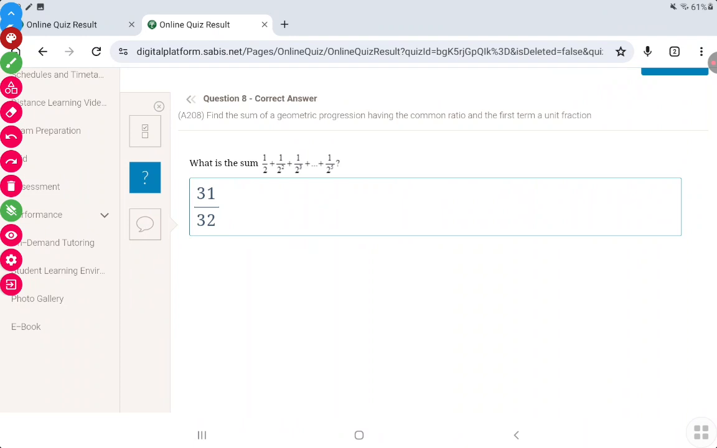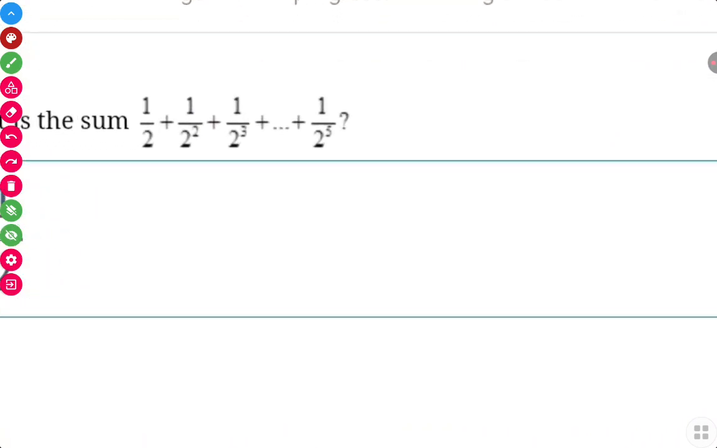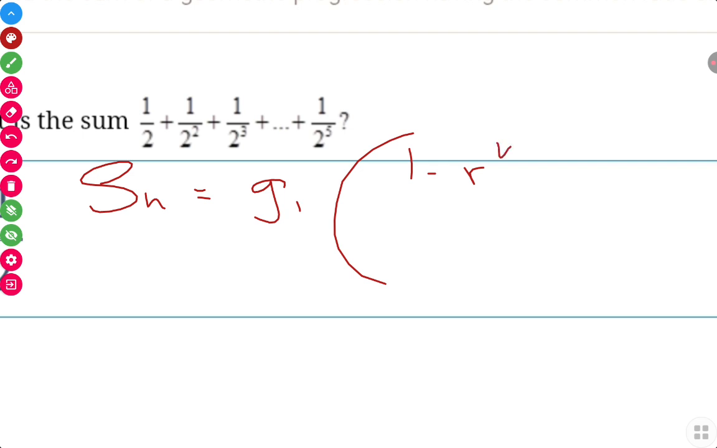What is the sum of that? Okay, we have a finite progression. Finite means it finishes. We know it finishes because there's a last term. We see the last term, so we know for a fact it finishes. The sum of a finite progression is Sn equals G1 times 1 minus R to the power of n, over 1 minus R. This is the equation for a finite progression. For an infinite progression that converges, it's the one I put in the beginning, the sum to infinity. So just don't get them confused.